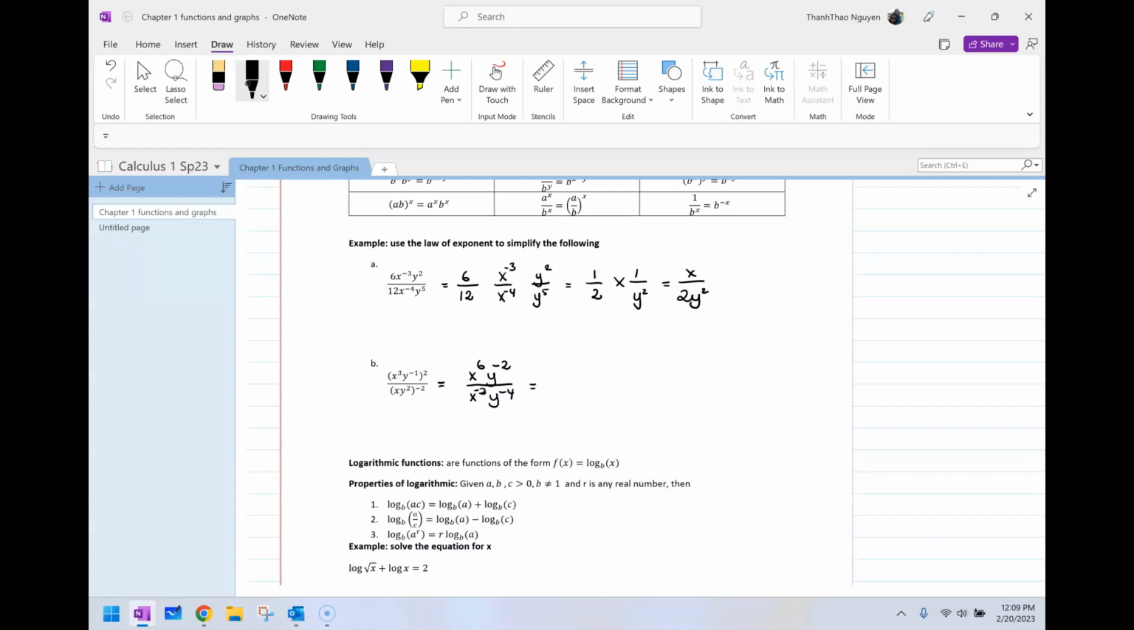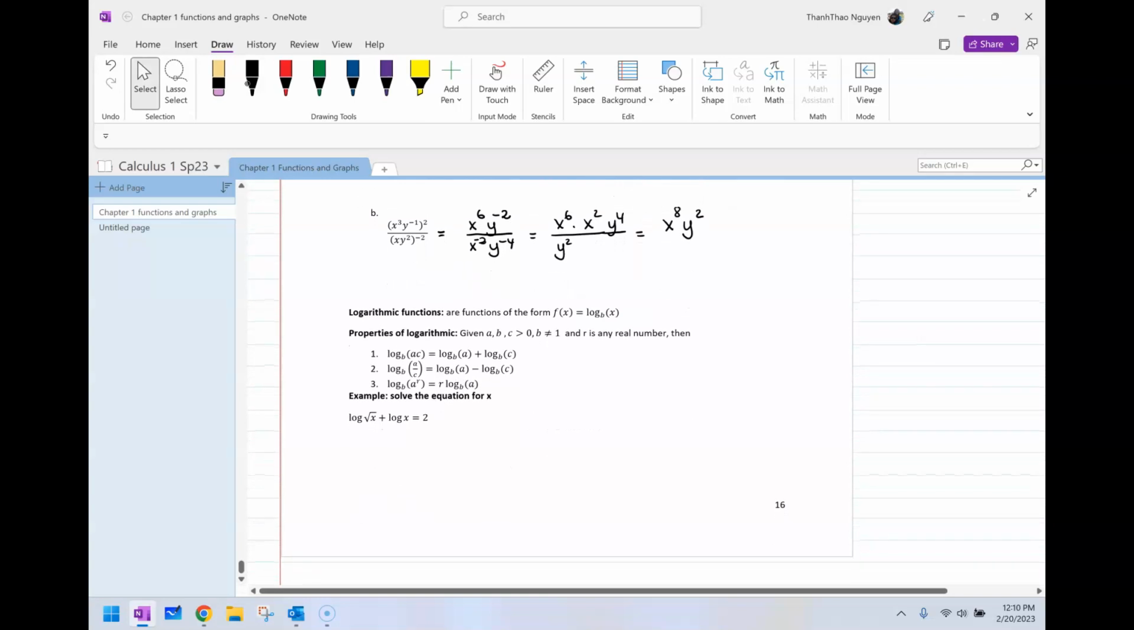Another way to simplify this is we will move everything appropriately so that we don't have a negative exponent. So then I get x to the 6th times x to the second divided by y to the second, and then y to the negative 4 moves up top, so y to the 4th. And we simplify. We get x to the 8th, y to the second.